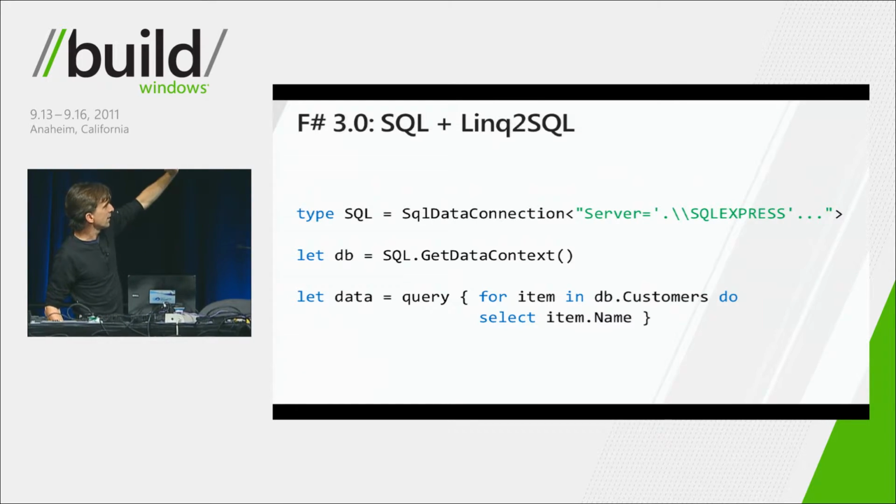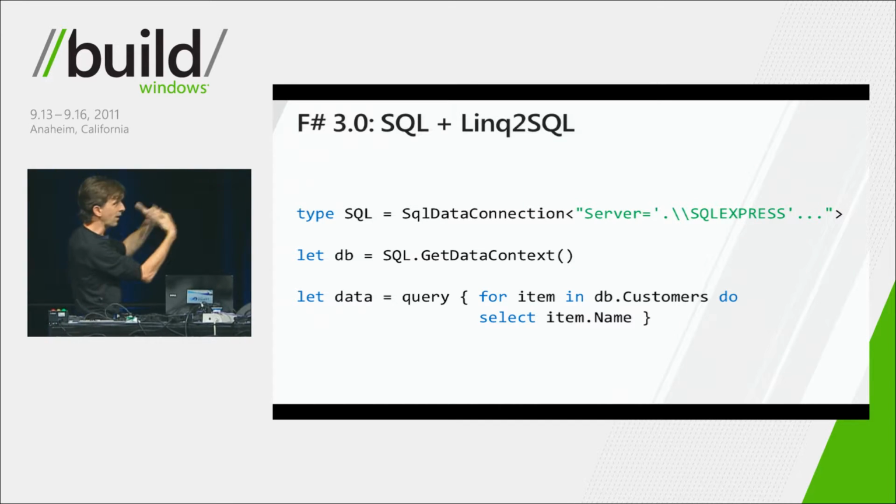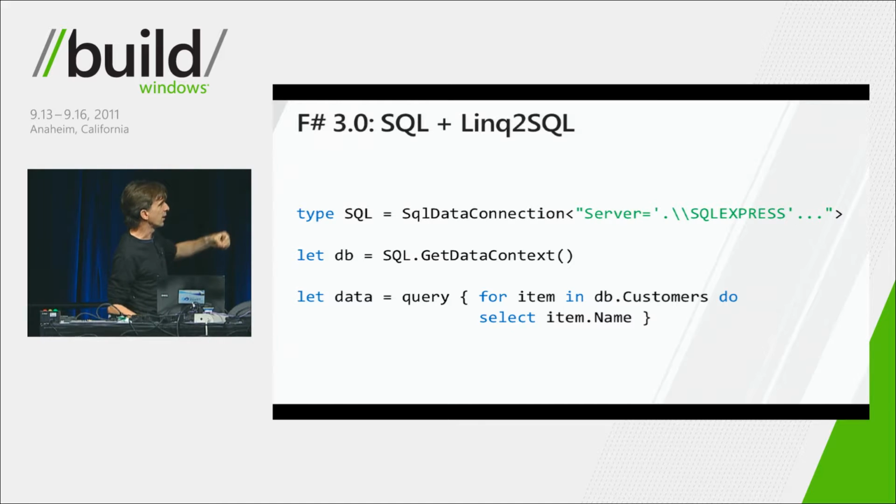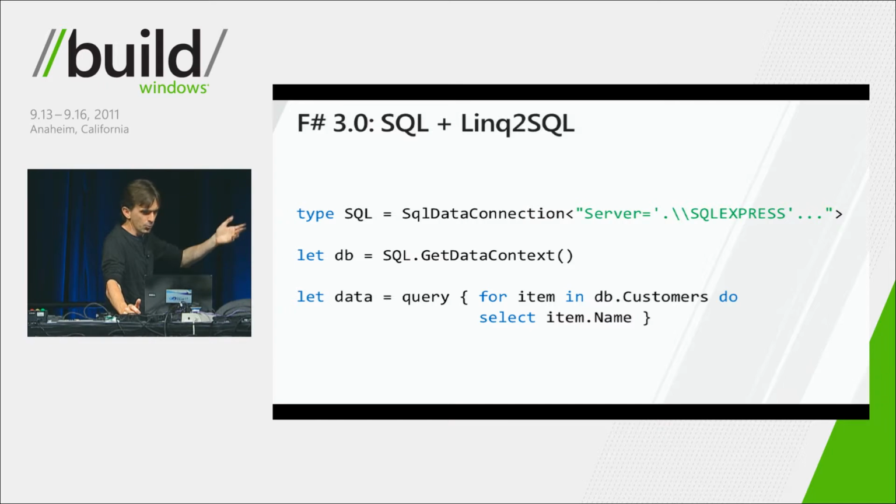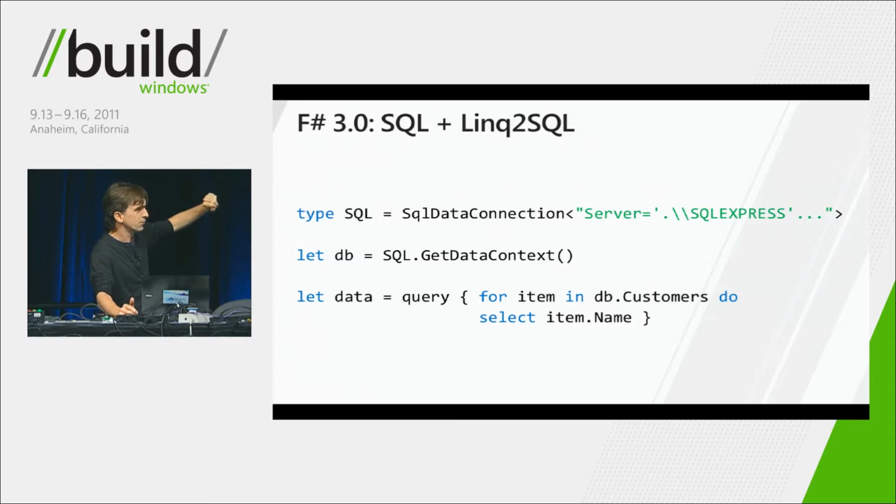Now, once you have that connection, then the types in your database are now available for use. That's all you need to do. It's a very code-focused way of accessing SQL data. You then call SQL getDataContext to actually establish a data context for working in. And then after that point, you can start doing LINQ queries, and the F# syntax for LINQ queries is very close to the syntax in C#.